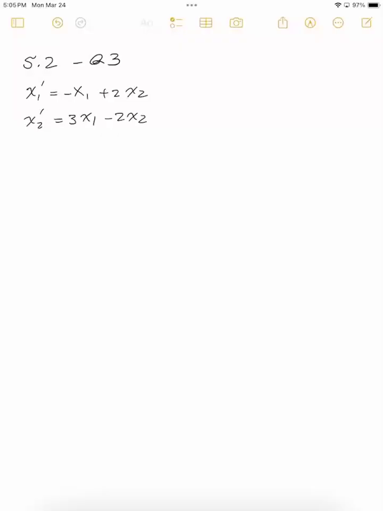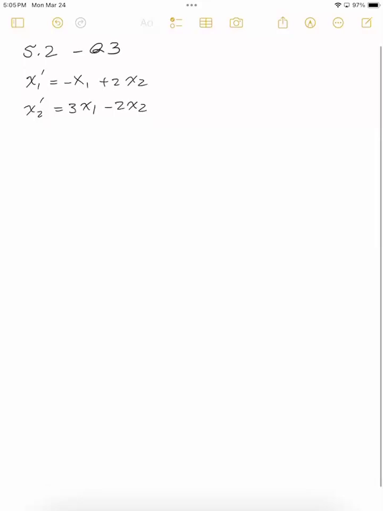This is question 3 from section 5.2. We want to apply the eigenvalue method to find the general solution of the given system. Use a computer system or graphing calculator to construct the direction field and typical solution curves for the given system.